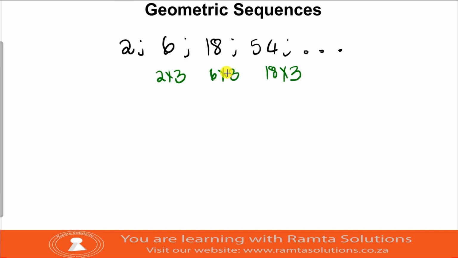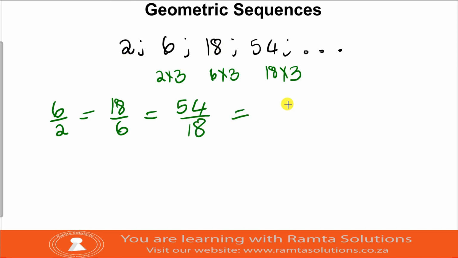Can you see that? So I see, however, that there's a 3. How did I get this 3? When I look at it, 6 divided by 2. I also see 18 divided by 6. I see 54 divided by 18. All of these, when I look at them, they are equal to 3. Right?